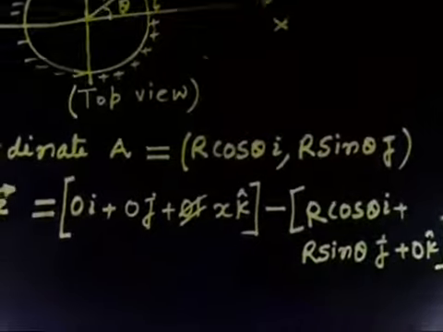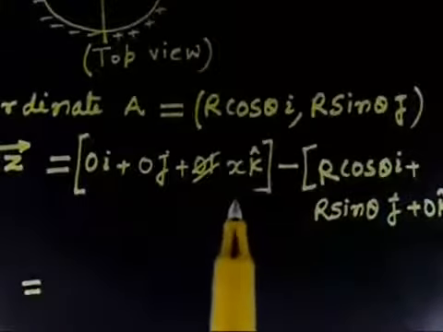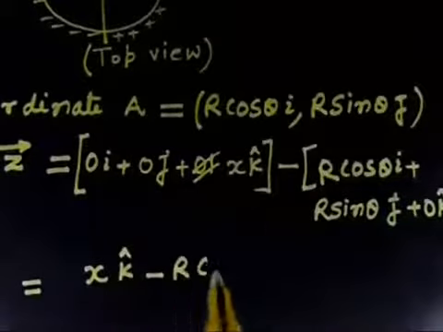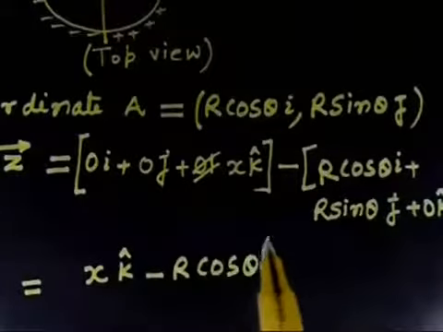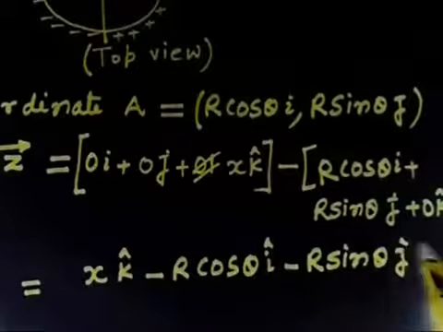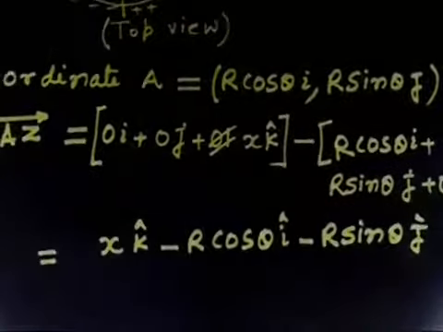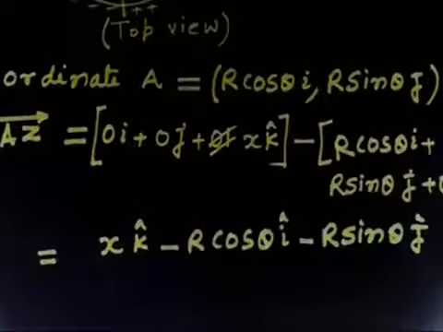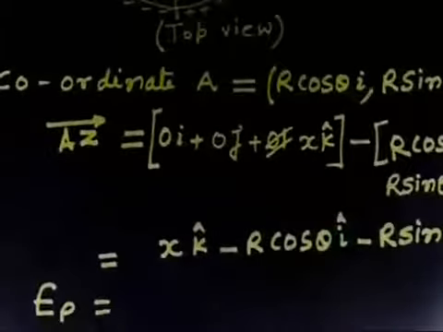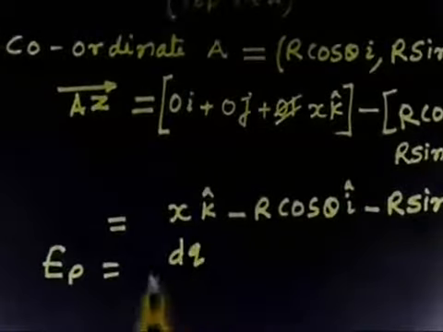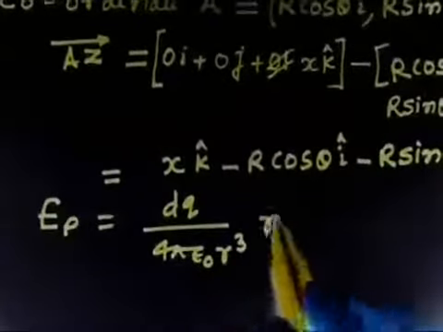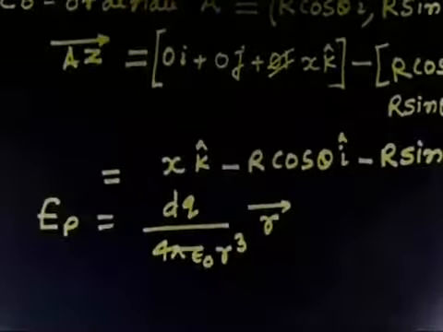So you see what we have. So vector AZ is nothing but xk minus r cos theta i minus r sin theta j. So this is my vector AZ. Now I can write electric field at P in this form, so that is dq by 4 pi epsilon naught r cubed into vector r. So I can write electric field in this way.